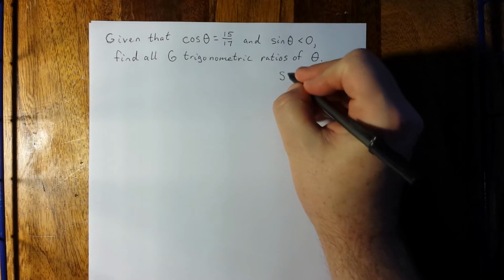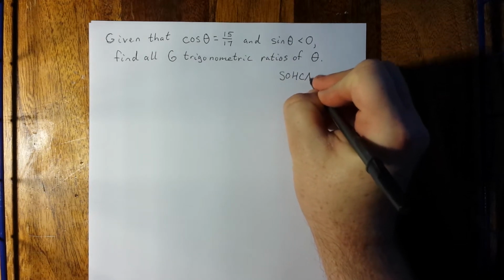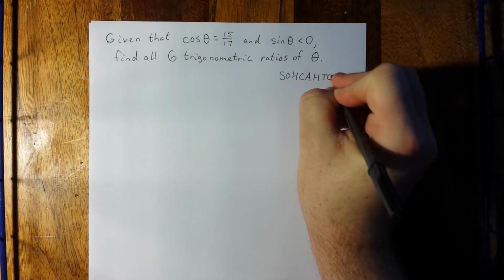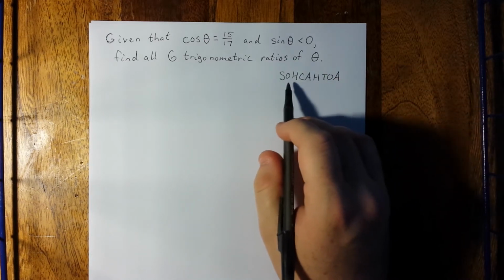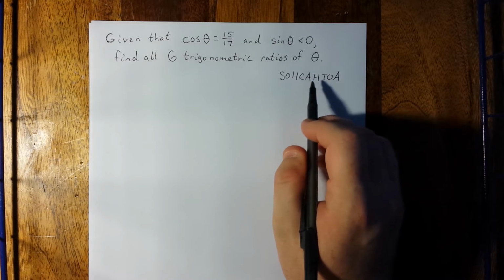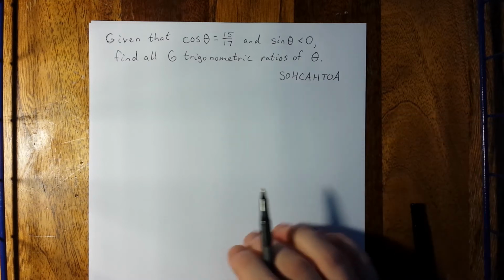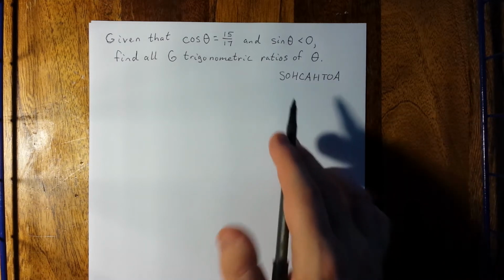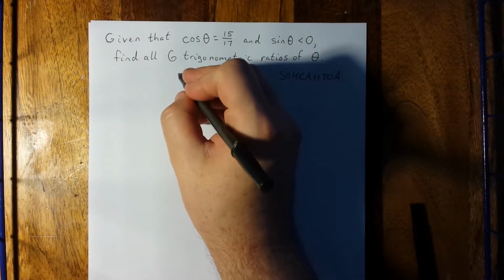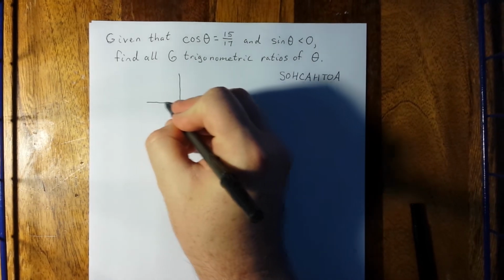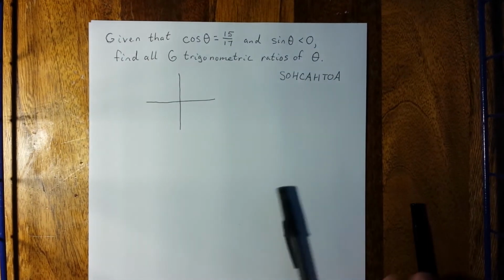things. First one is copy down this bad boy right here, because this is one of the greatest mnemonics I've ever heard in my life. SOHCAHTOA. Sine is the opposite over hypotenuse, cosine is adjacent over hypotenuse, and tangent is opposite over adjacent. More importantly, we should ask ourselves, given this information about theta, what quadrant could theta possibly be in?